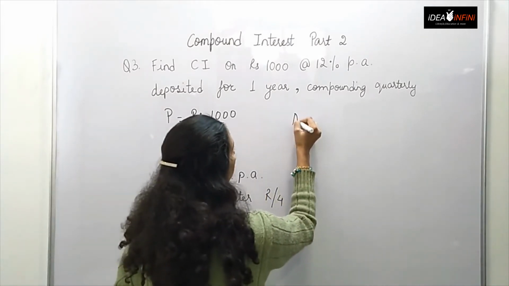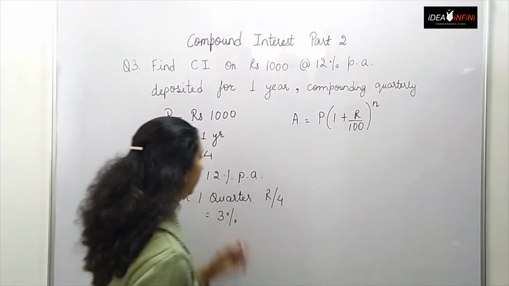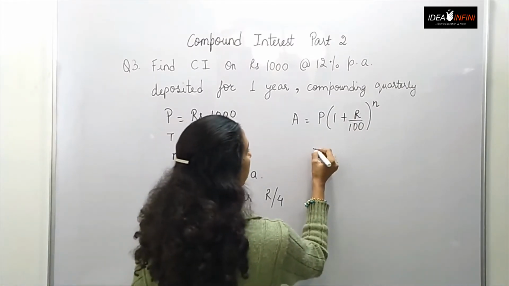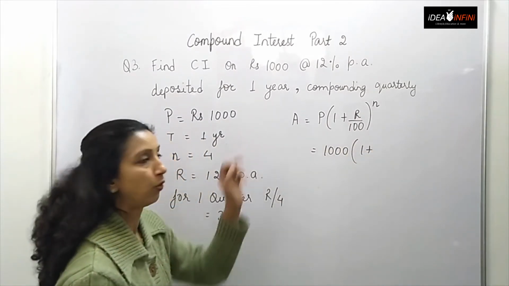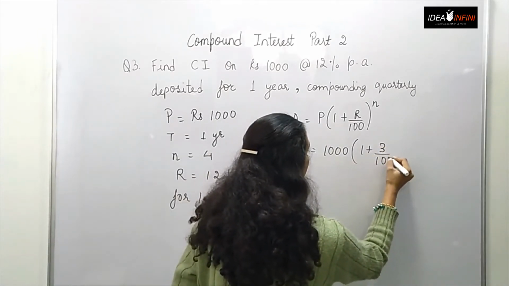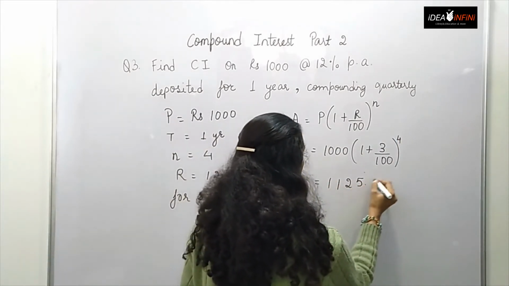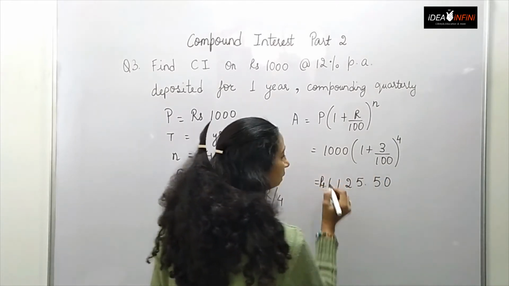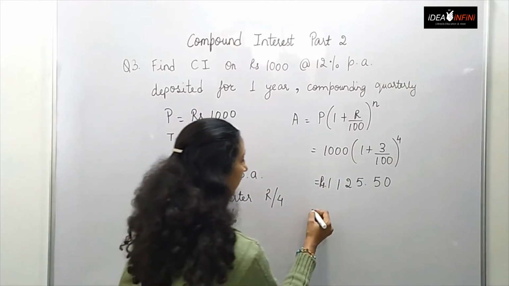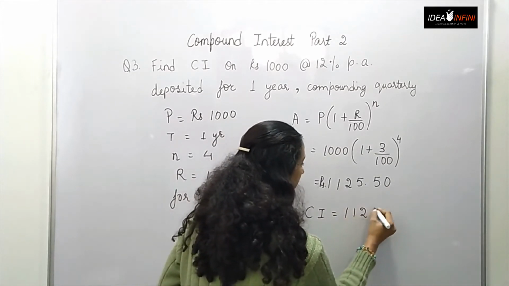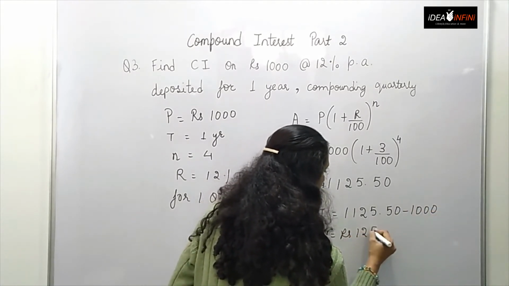Let's put in the values and find out. A is equal to P into 1 plus R by 100 to the power n. n will be 4 now because there are 4 quarters in a year. 1000, then 1 plus R by 4, 12 by 4 is 3%. So it will be 3 by 100 to the power 4. On solving this, I get 1125.50 as the amount. So CI will once again be A, that is 1125.50 minus 1000. This will be rupees 125.50.